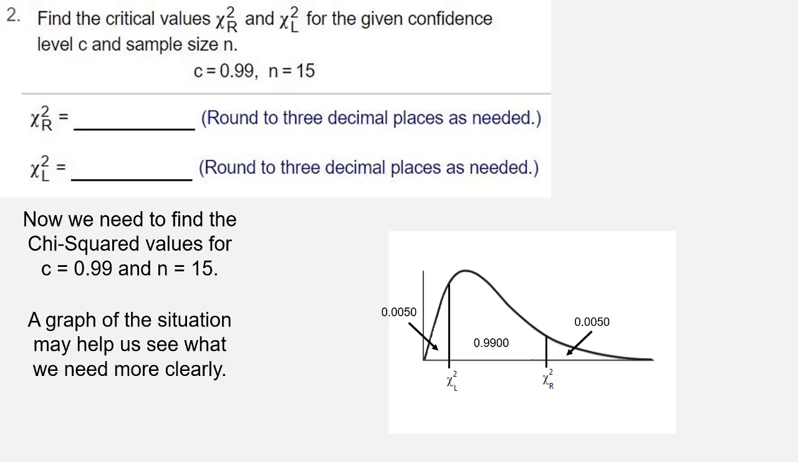When we use the chi-square distribution, we're looking at area to the right of each chi-square value. So for chi-square L, the area to the right is the centralized area of 0.9900, and then the right-hand tail. That gives us a total of 0.9950. The area to the right of chi-square R is just the right-hand tail, which is 0.0050. Once we have those values, we can proceed.